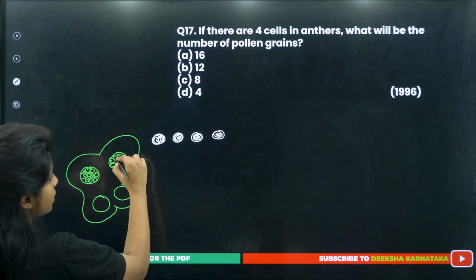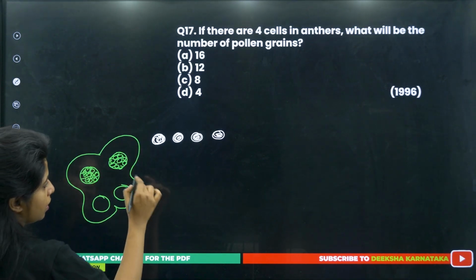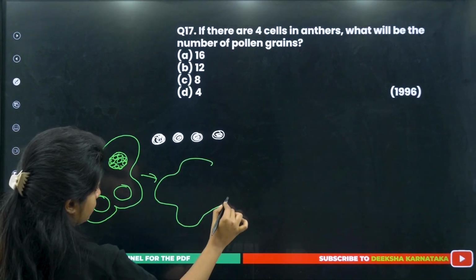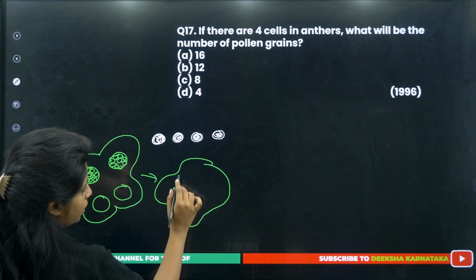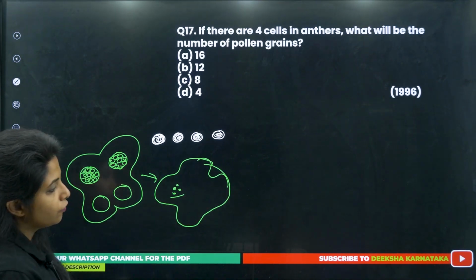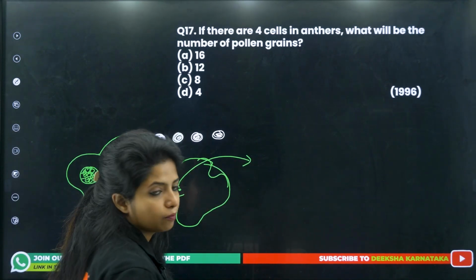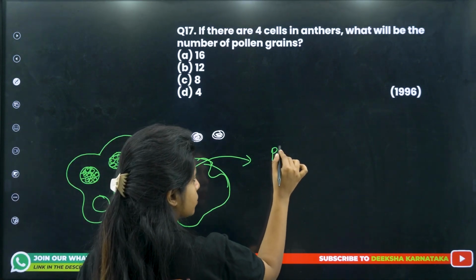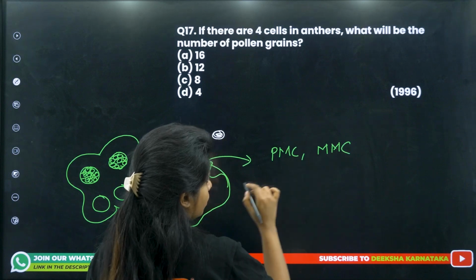Now over here it's saying that in the anther there are 4 cells. That means basically the situation is like this. There are 4 cells, just one cell, 2 cell, 3 cell and 4 cell. Not talking about any other cells, nothing like that. Just 4 cells are there. 4 of them will obviously give rise to pollen grains, okay. But just imagine they are PMCs, or basically microspore mother cells, okay.